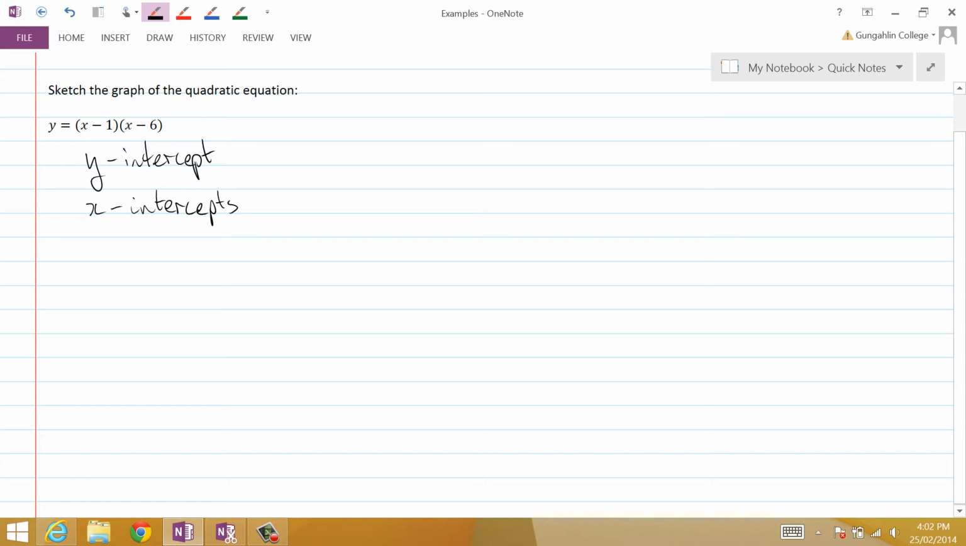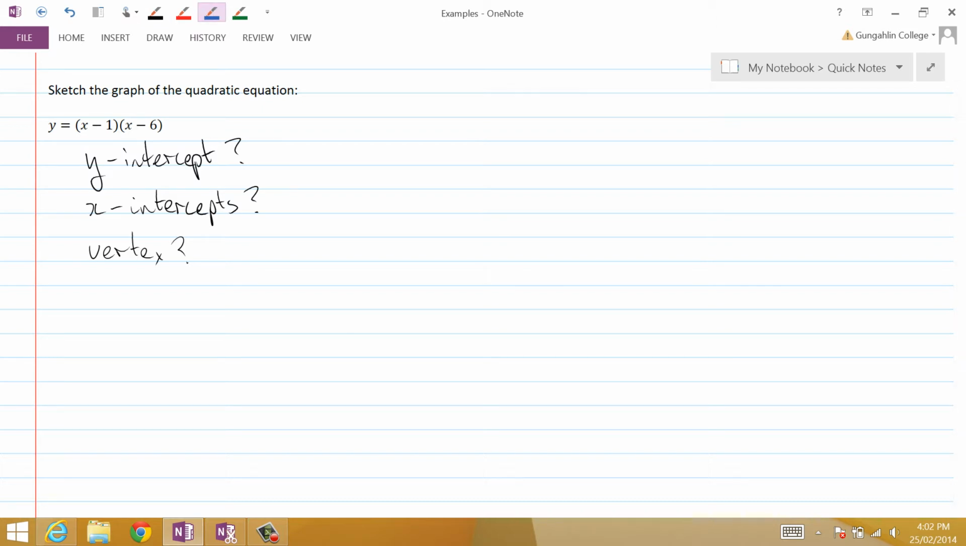The third question I ask, particularly with parabolas or quadratic equations, is where's the vertex located? Where's the turning point? So I want to know where these three things are. Those are the questions that I'm asking. If I can identify all of those, then I can easily sketch the graph.